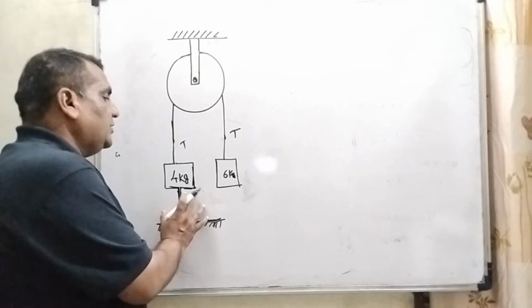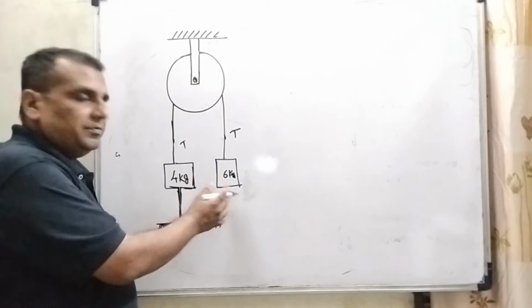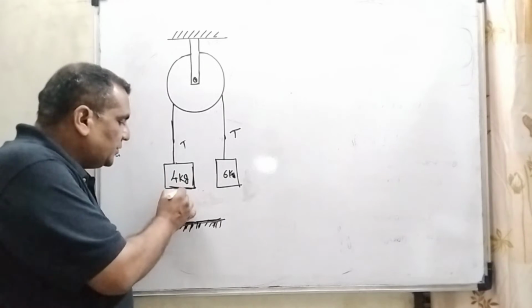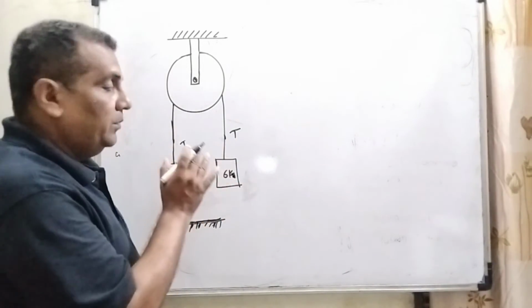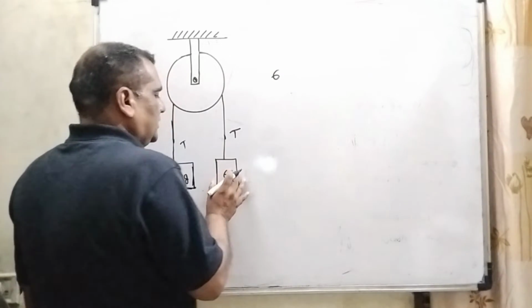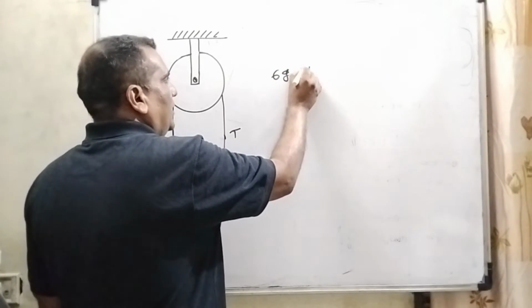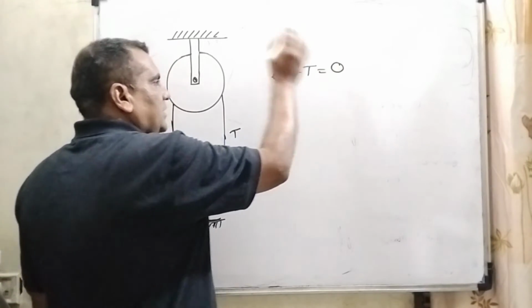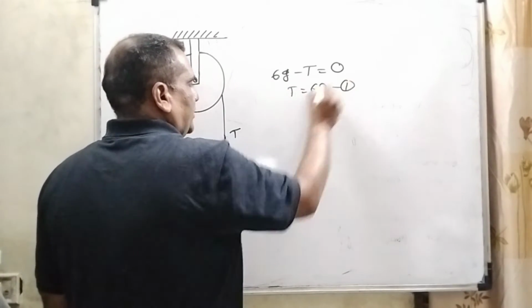The interesting thing is that their acceleration is zero, because although it is moving in the downward direction, it is connected and pulling, so therefore here acceleration is zero. This is the interesting thing. So therefore, this 6 kilogram is heavier than 4 kilograms. So 6g minus T equal to 0, because acceleration is 0. Now T equal to 6g. It is the first equation.